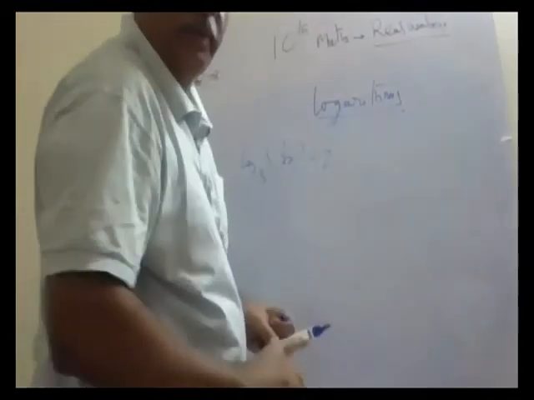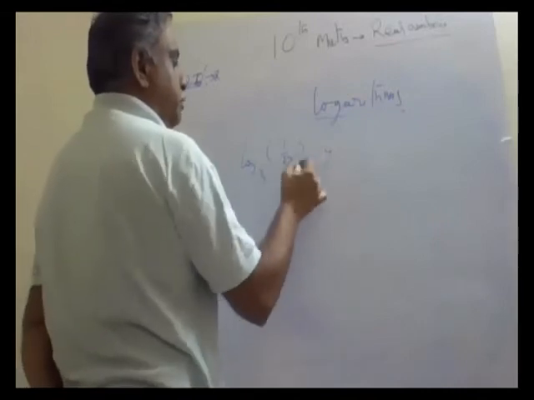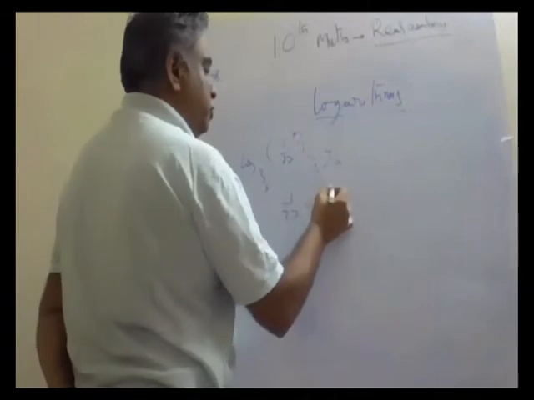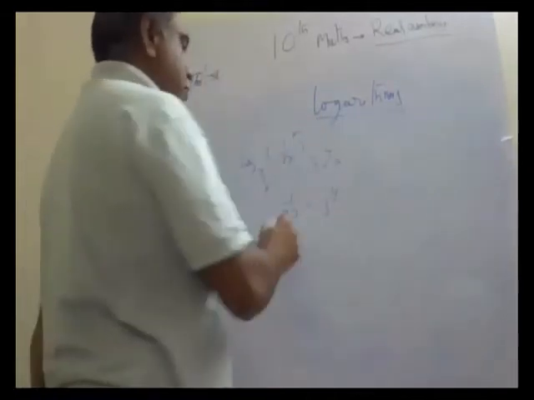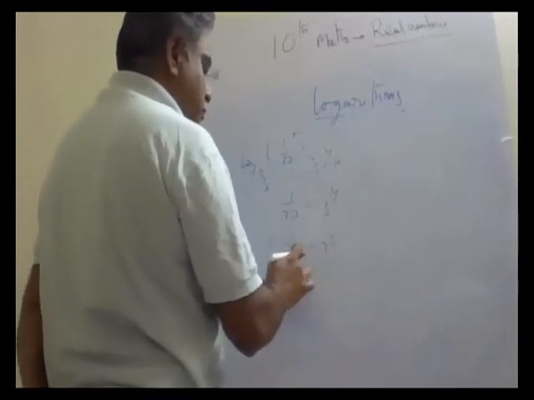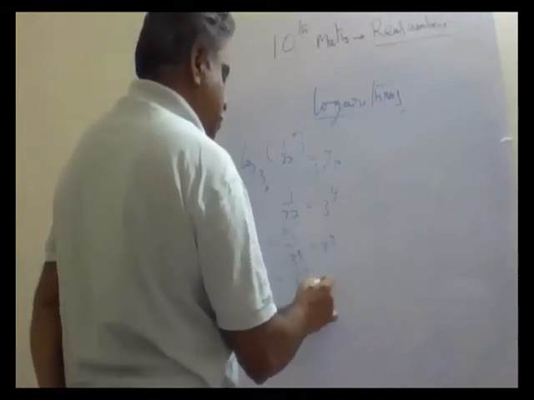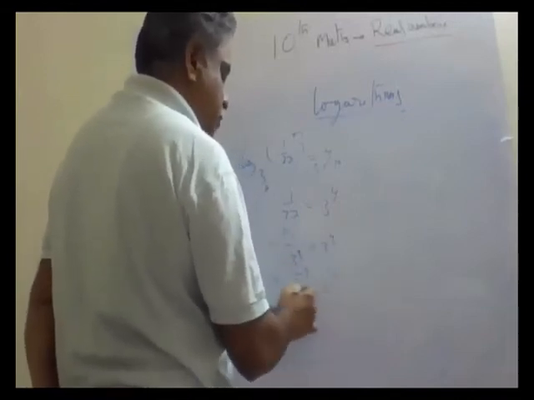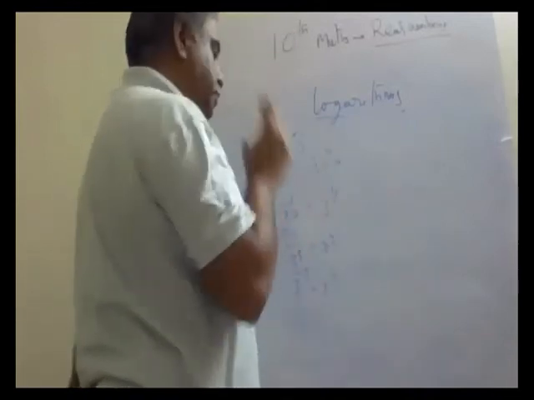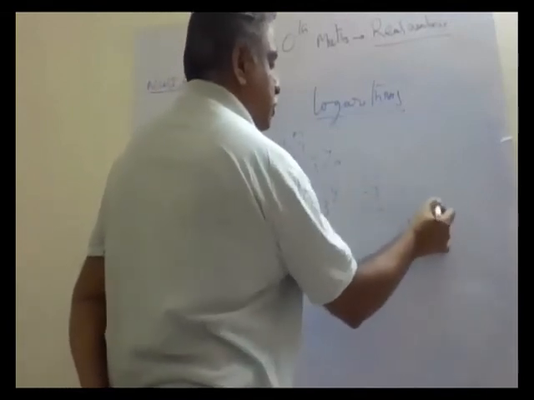See the second one. Log of 1 by 27 to base 3 is equal to y. Again, this is base, this is power, this is main. So 1 by 27 is equal to 3 to the power of y. What is 1 by 27? 1 by 3 cube is equal to 3 to the power of y. So 1 by 3 cube becomes 3 to the power of minus 3, equal to 3 to the power of y. That means both bases are the same, so y is equal to minus 3. You see here, 3 to the power of minus 3 is equal to 1 by 3 cube, that is 1 by 27.